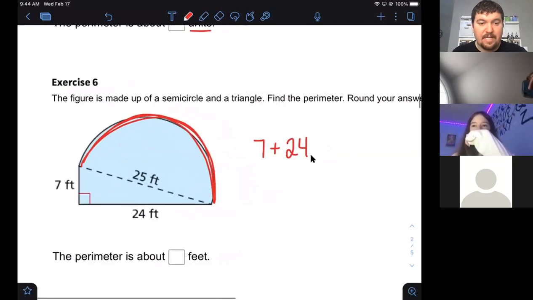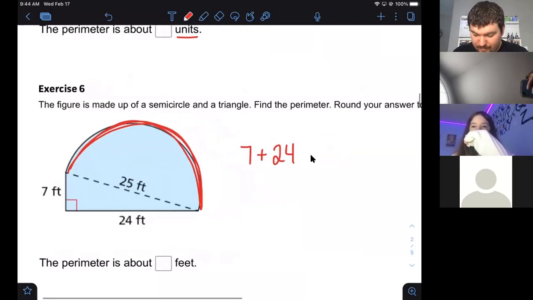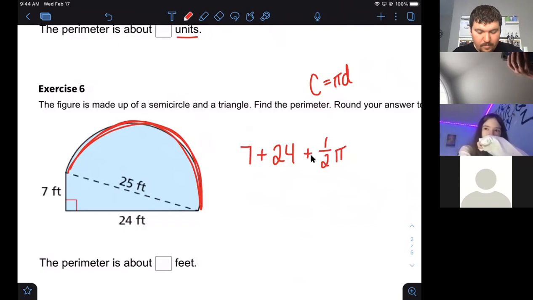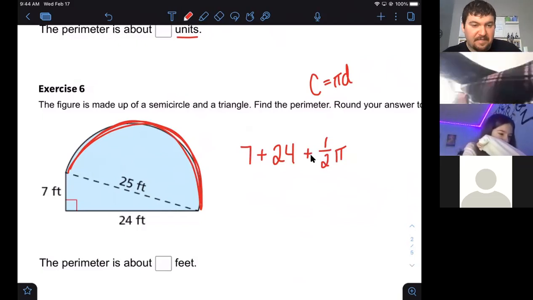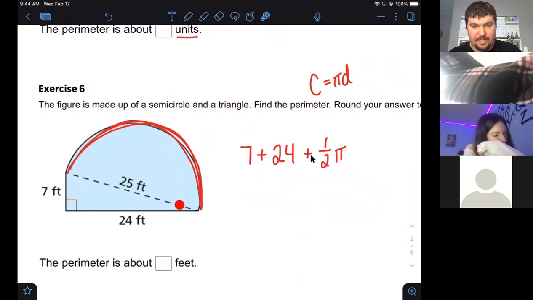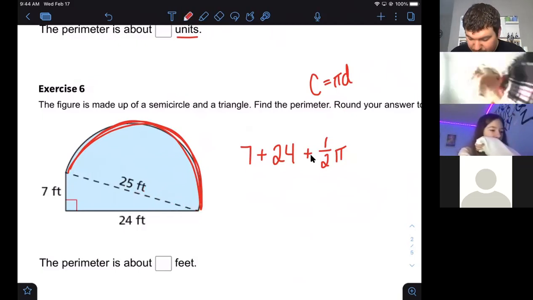So for that third side, which I've just highlighted, we know it's a semicircle. And so semicircles use the circumference formula, pi times diameter. But because it's half a circle, we're going to take half of that. The 25 feet that you guys see is that dotted line. That is the diameter of the semicircle because it goes from one side all the way through to the other side. And so that's going to be our diameter.